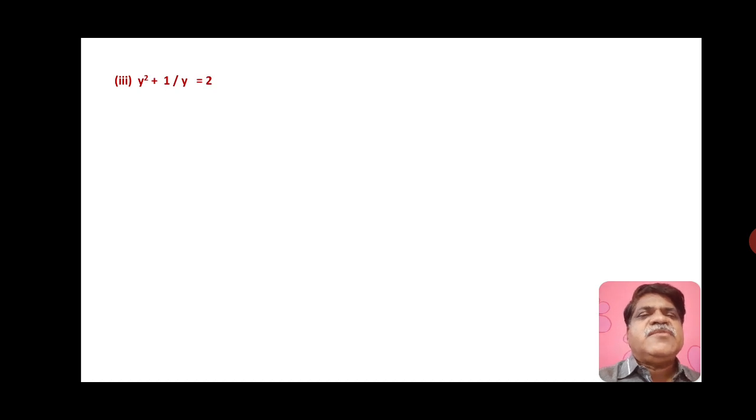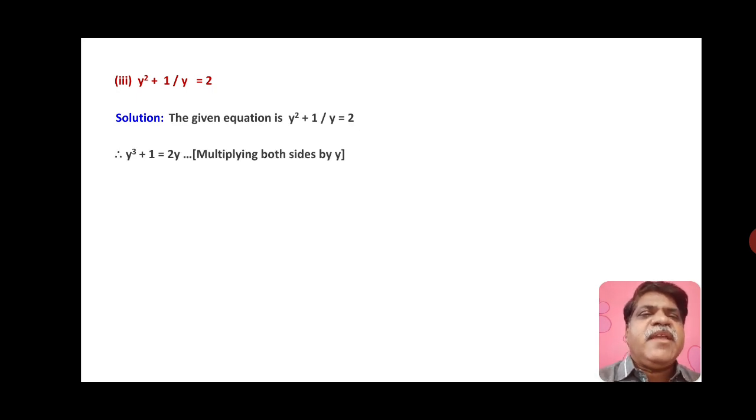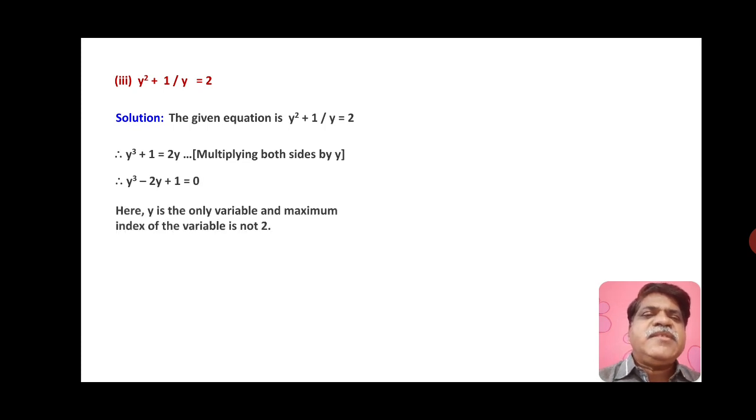Number 3, y square plus 1 upon y is equal to 2. Here, the given equation is y square plus 1 upon y is equal to 2. We will multiply both sides by y. So, we get y cube plus 1 is equal to 2y. Y cube minus 2y plus 1 is equal to 0. Here y is the only variable and the maximum index of the variable is not 2, it is 3.